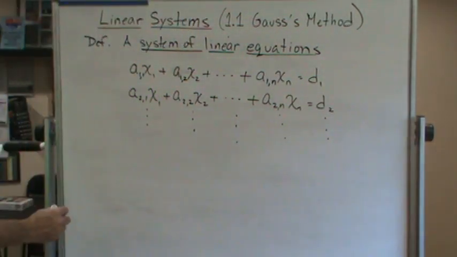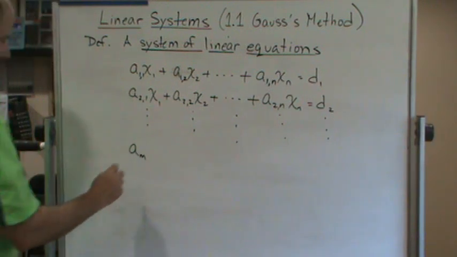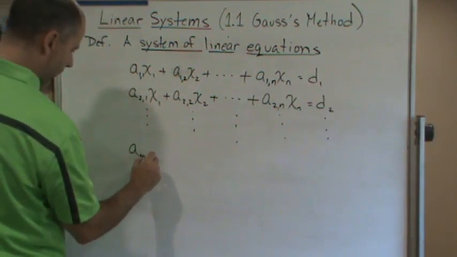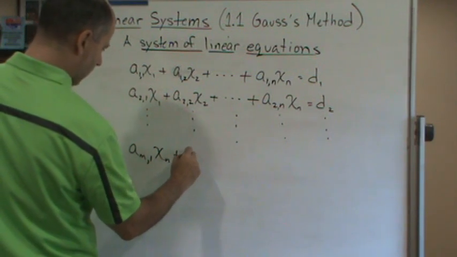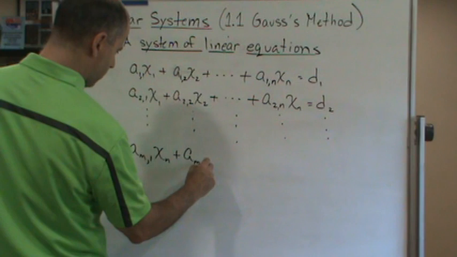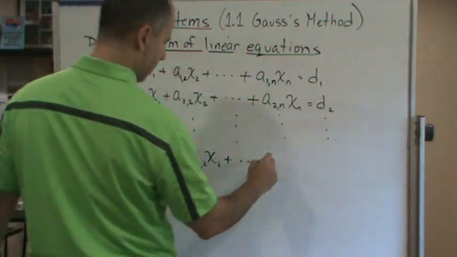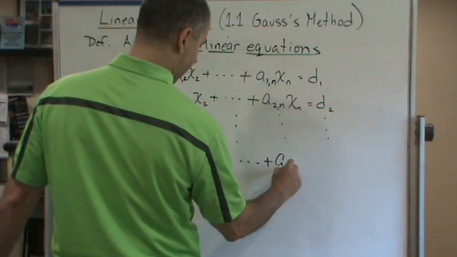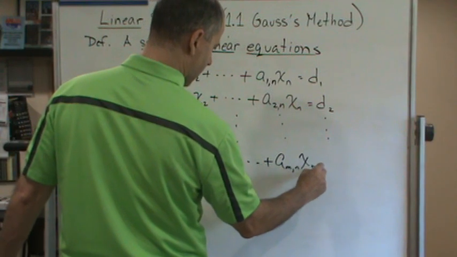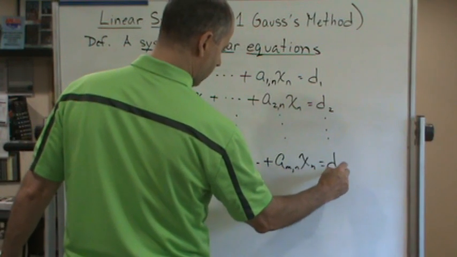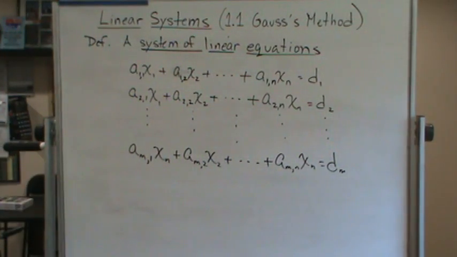And then if we continue on in like fashion, we'll end up with a sub m comma 1 times x1 plus a sub m comma 2 times x sub 2 plus all the way to a sub m comma n times x sub n equals d sub m.